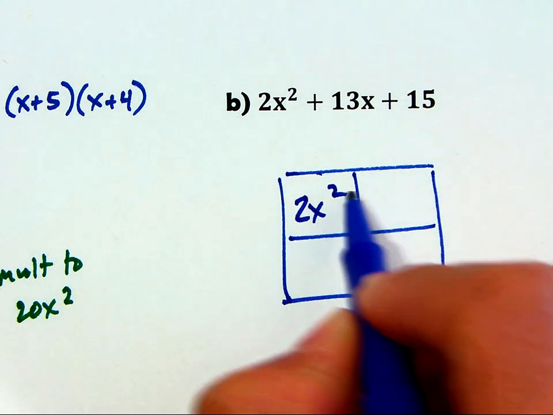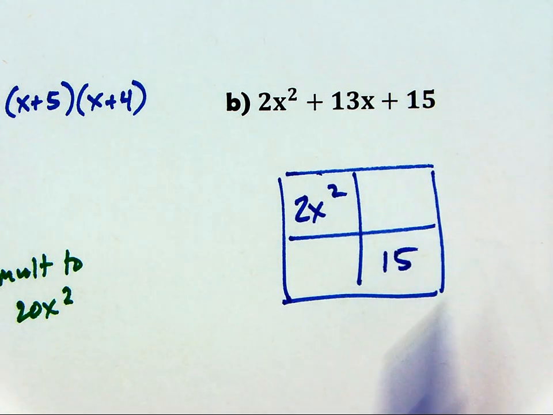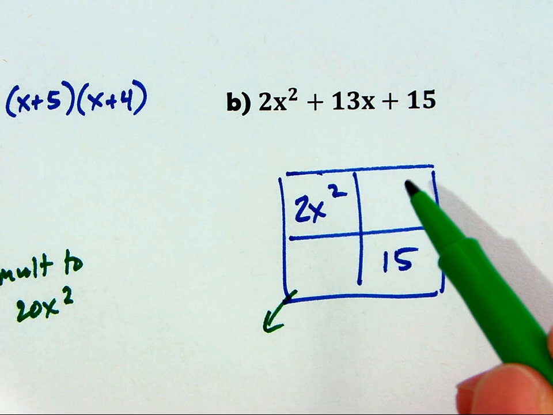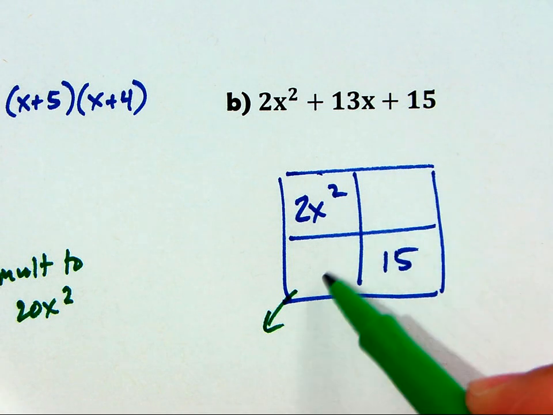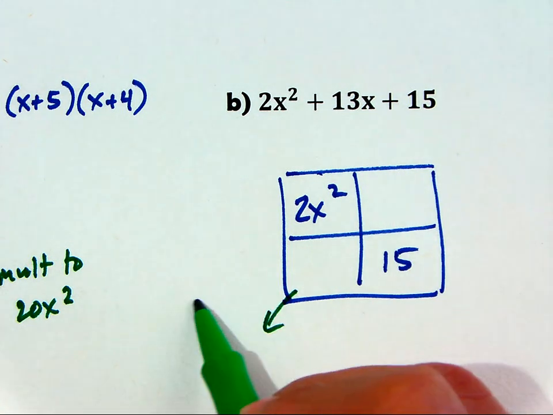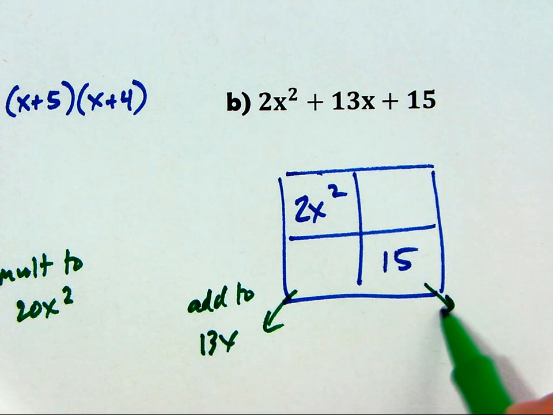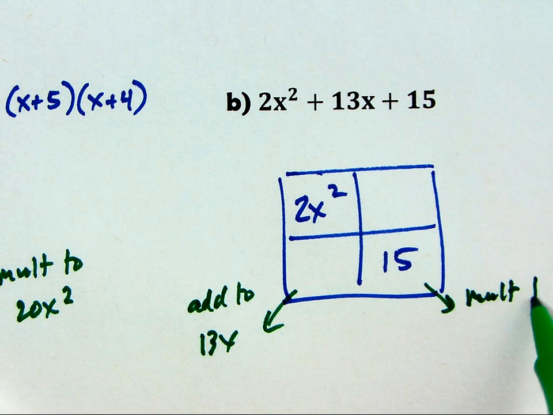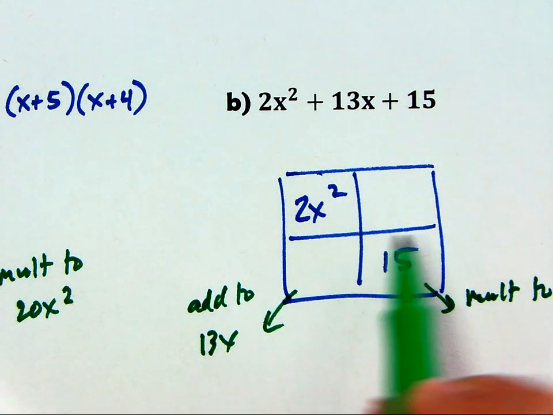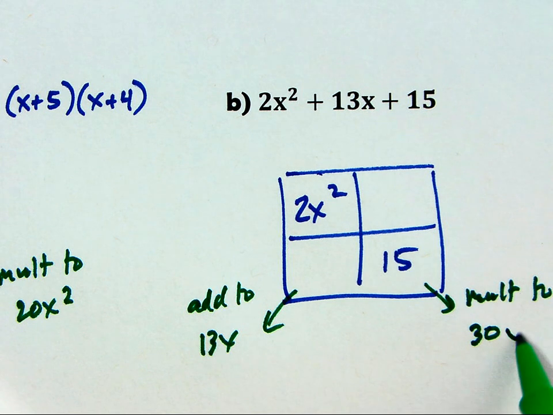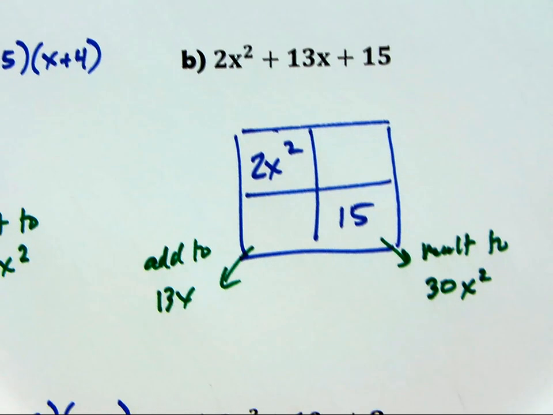All right, so 2x squared, first term, first box, 15, last term, last box. And then clue number 1 is that these two empty boxes have to add to 13x. And they've got to multiply to make the same product here. So 2 and 15 gives a product of 30, and it's going to be a second power of x.